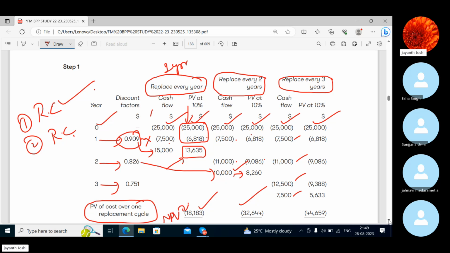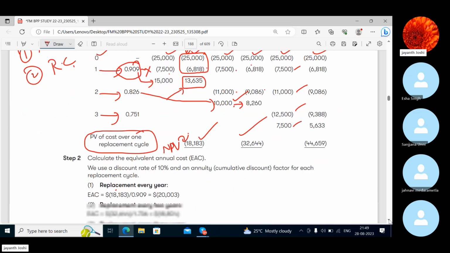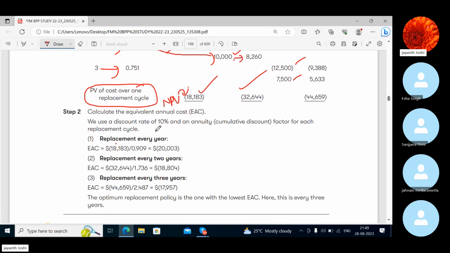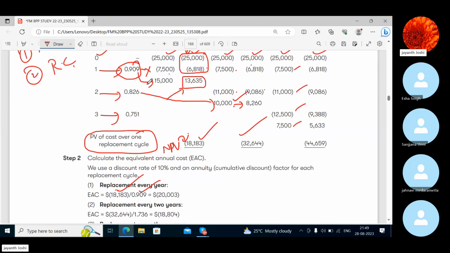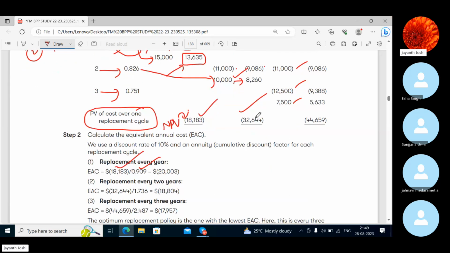Okay, now you find out the equivalent annual cost. So the NPV divided by the factor. Okay, the first year factor is 0.909. Then NPV is given 32,644 divided by, you have to take the annuity factor, that is 0.909 plus 0.826 is going to be 1.736.